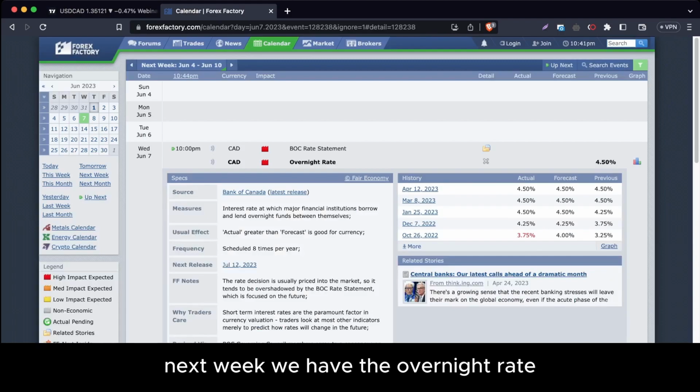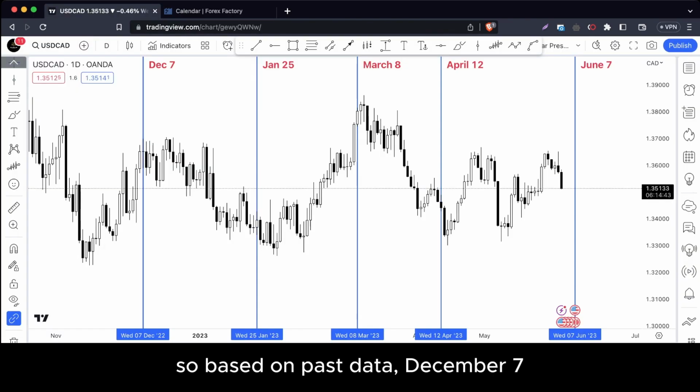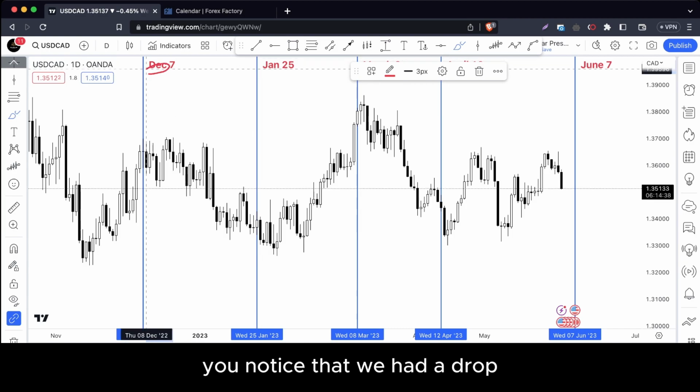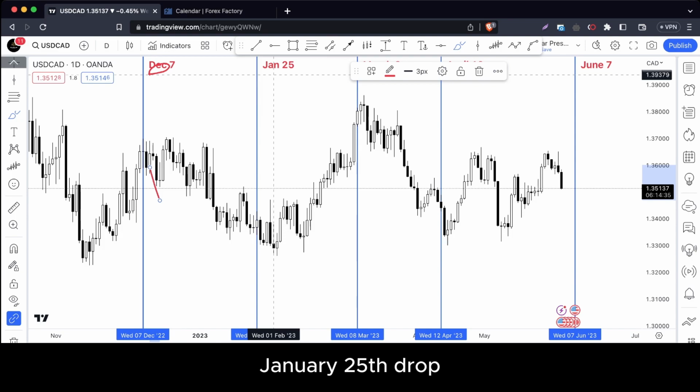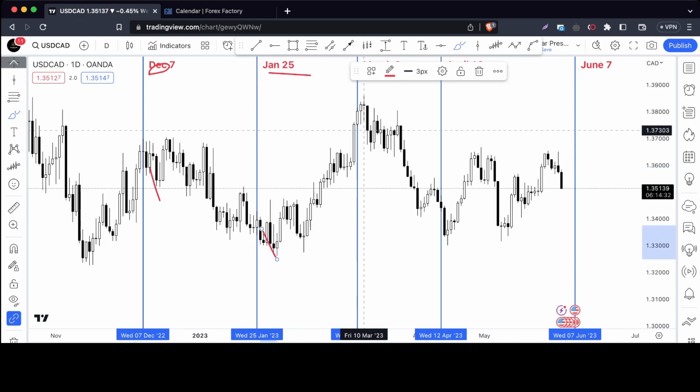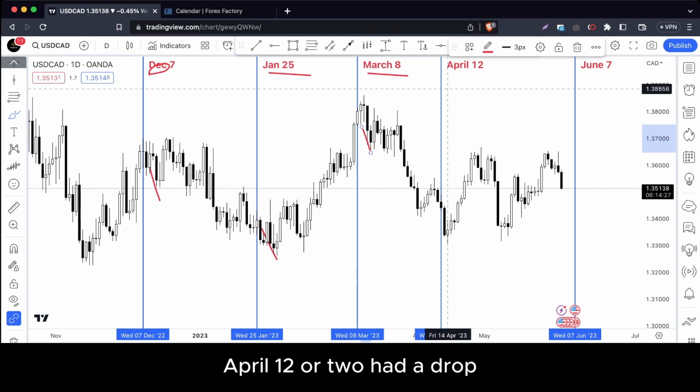Next week, we have the overnight rate, which is the Canadian interest rate. So based on past data, December 7, you notice that we had a drop. January 25th, drop. March 8th, it also had a drop. April 12th also had a drop.